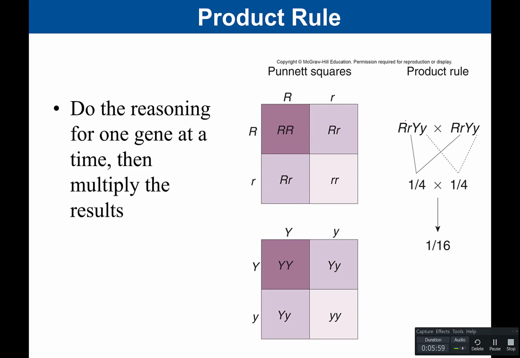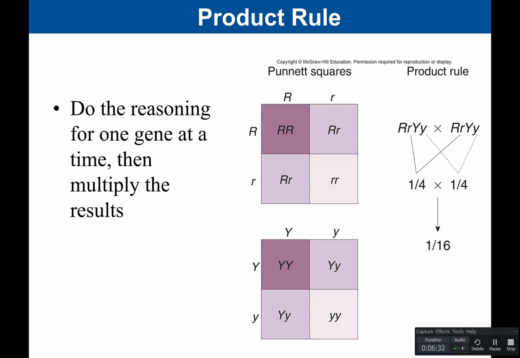If we want to know the probability of getting little r, little y, you just treat them as separate crosses. So you cross just the R's. So notice big R, little r. Treat that as its own separate cross. So we have big R and little r, and then big R and little r, and we fill it in. And notice that the probability of getting little r is 1 out of 4. Do the same thing with a Punnett square for the Y's. Cross big Y, little y, and look for the probability of getting little y, which is 1/4.